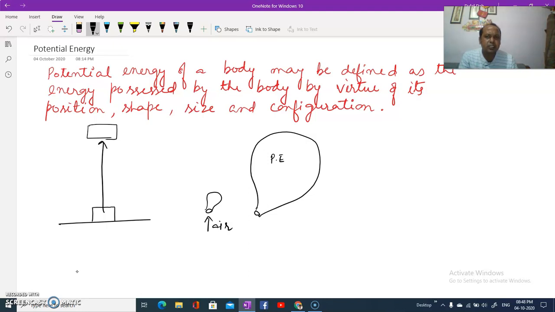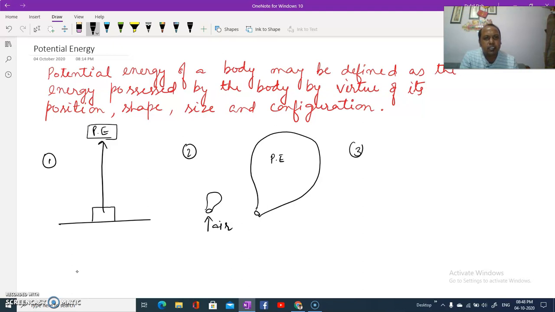Two examples. This is the first example where we have seen that the position is being changed. So, the body now possesses potential energy. In the second case, we have seen that the size of the balloon has changed. So, it possesses potential energy, and whatever potential energy the body possesses is actually the amount of work done to change its position in the first case, and to change the size of the body in the second case. Whatever work is done, that is the potential energy.